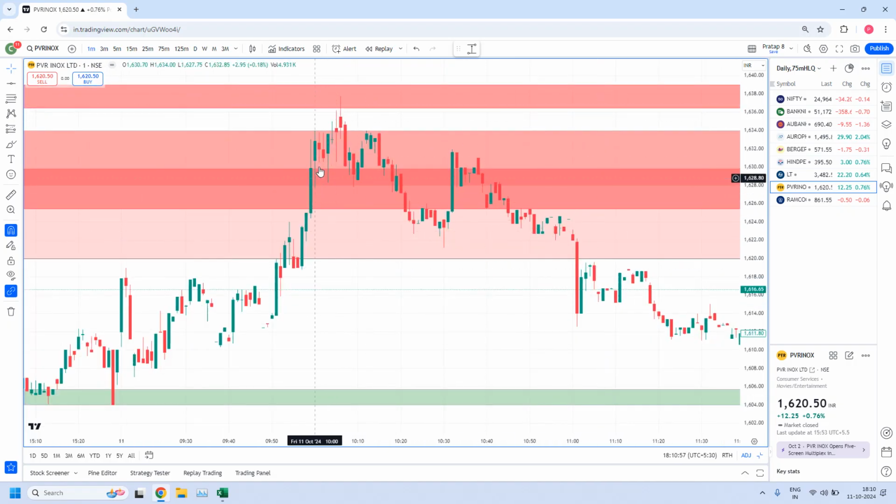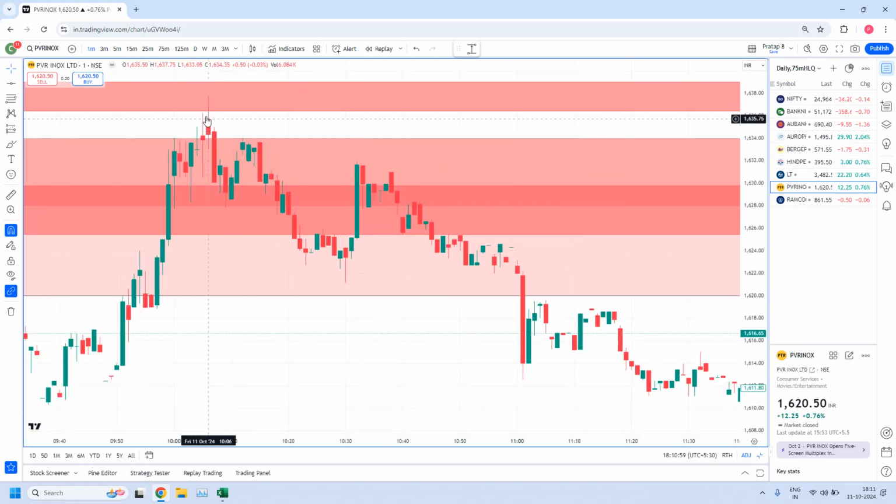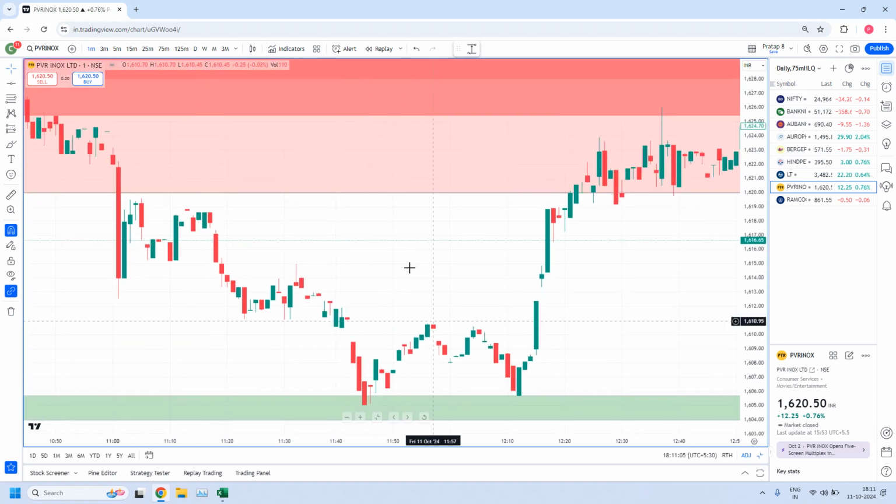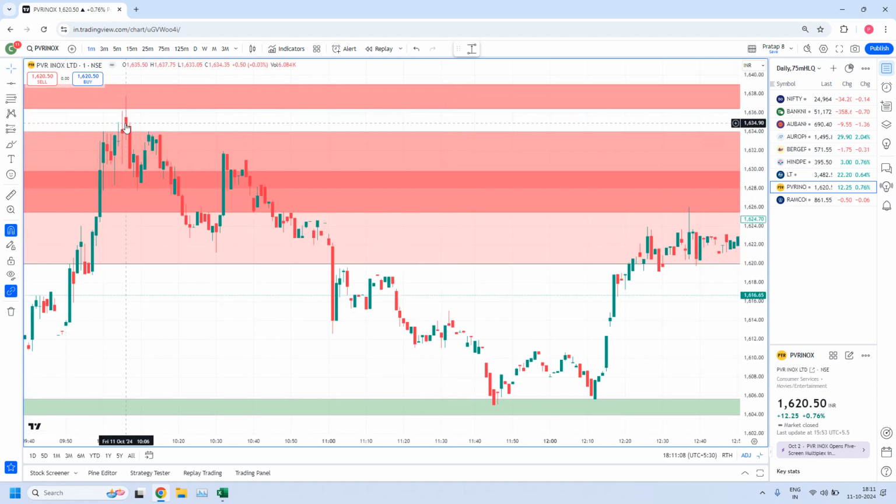See what happened today: this entire zone was violated, and after that prices entered, and then it sharply pushed the prices down up to the 15 minute target zone. It entered the zone at the 10 o'clock 6 minute candle, and it reached the target at the 11 o'clock 45 minute candle. So within 1 hour 40 minutes the trade is completed.